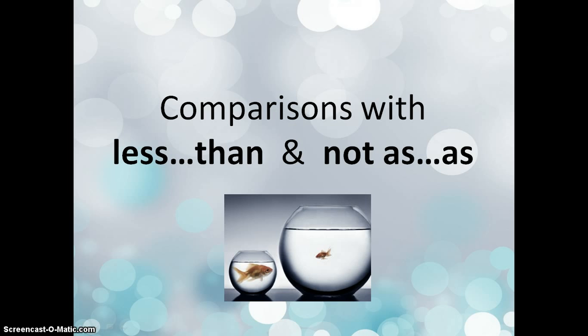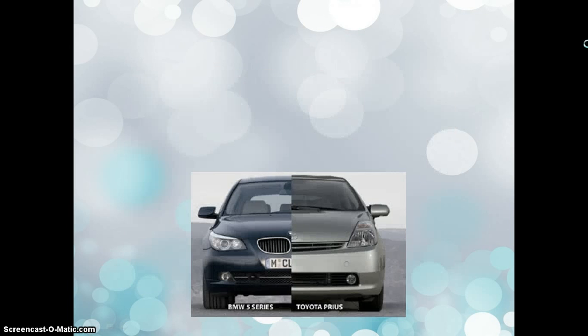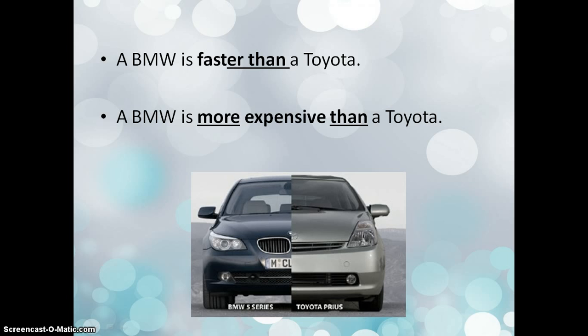Today we are talking about comparisons with less than and not as as. Let's get started. Here I have a picture of two cars, a BMW and a Toyota. Let's compare these two cars. I can say that a BMW is faster than a Toyota. I can also say a BMW is more expensive than a Toyota.